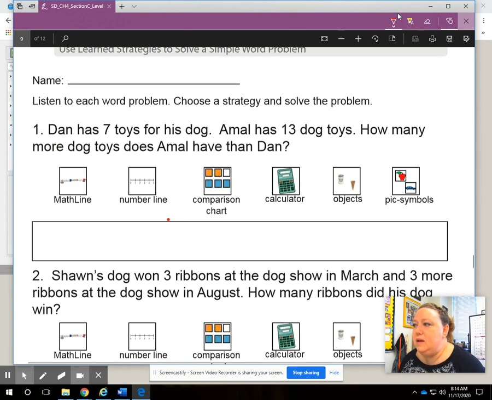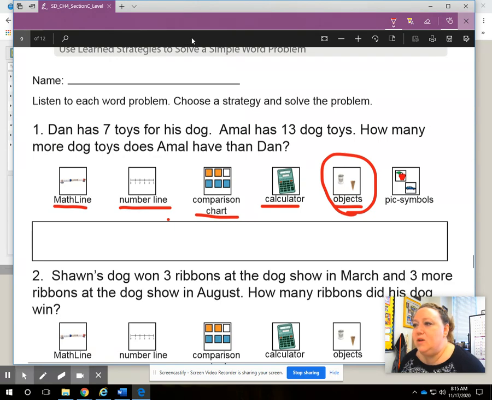So when I'm looking at these strategies, we have math line. We could use a math line to figure that out. We could also use a number line. We could use a comparison chart. We could use a calculator. That's an easy one. Or we could use objects. I am thinking that for this first one, objects might be a good one to use, okay? Because I want to know how many more Amal has than Dan.